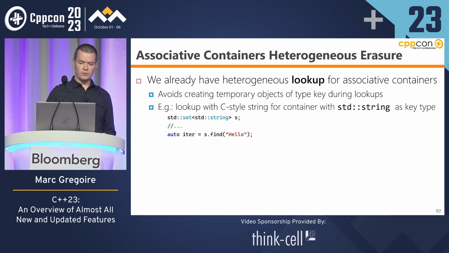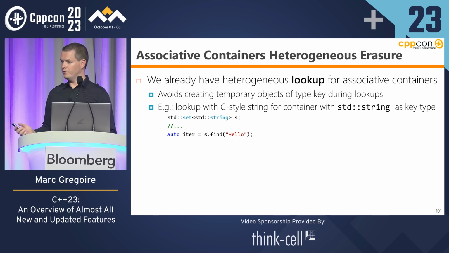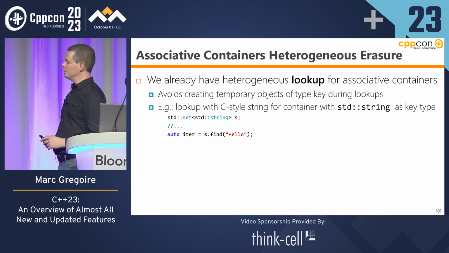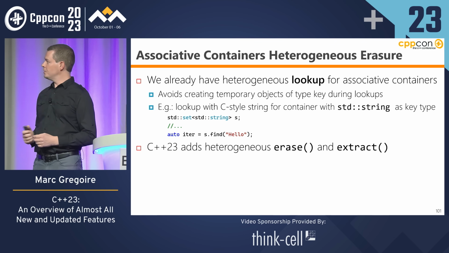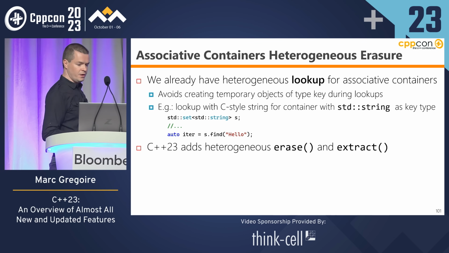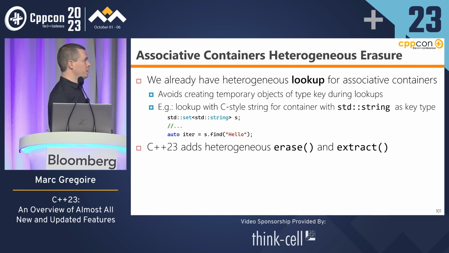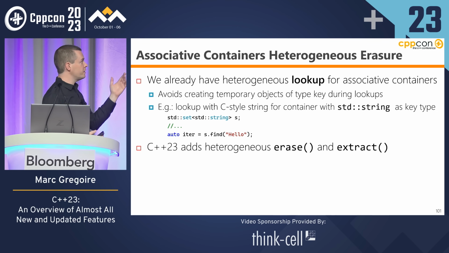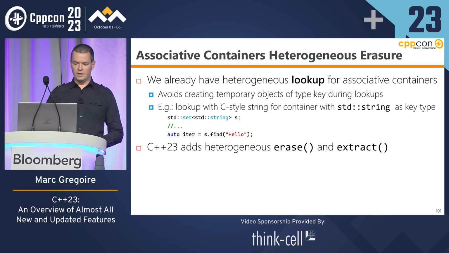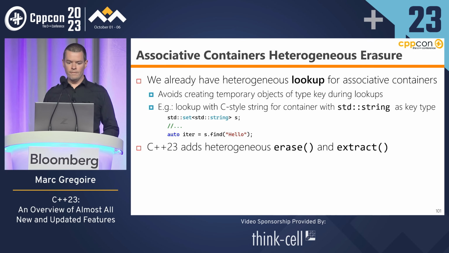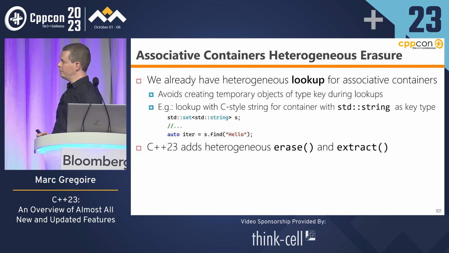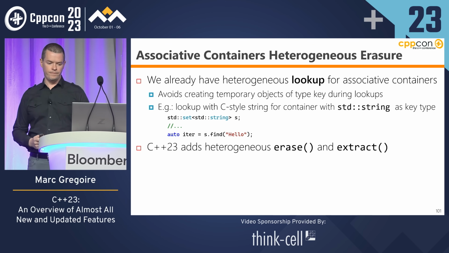Thanks to heterogeneous lookup, that's not the case anymore, so there is no temporary string created anymore. This is already available since a couple of standards. What's new in C++23 is that we now also have heterogeneous erasure and extract. So if I call erase or extract on my set in this example, and I pass a C-style string, then also in these two cases there is no temporary std::string created, so it increases performance.